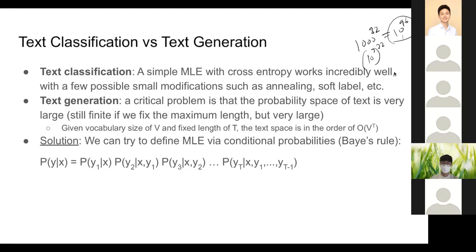So what we usually do is try to define MLE via conditional probabilities, for instance, by defining P of Y given X as the multiplication of these different probabilities. And note that this equality is always true. There is no assumption made about it. It's exactly equal. That's the Bayes rule.